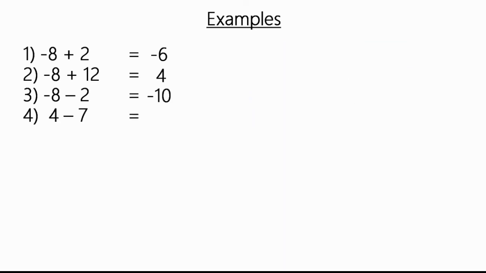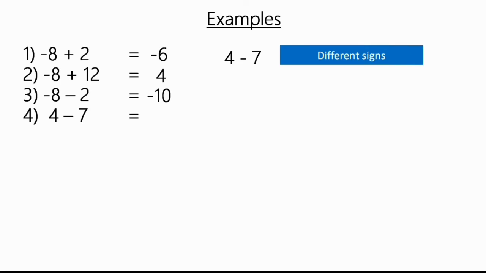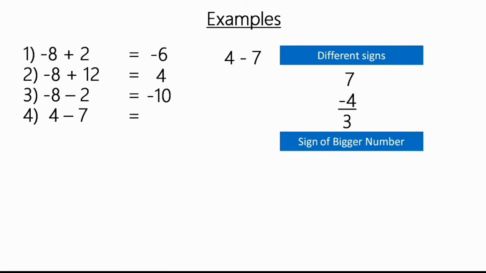Number 4. 4 minus 7. 4 minus 7, these numbers are of different signs. So because they are of different signs, you subtract the smaller magnitude from the bigger. So you have 7 minus 4 is 3. Sign of the bigger magnitude. The bigger number is 7. 7 is negative, so it means 3 will be a negative value. So 4 minus 7 is negative 3.